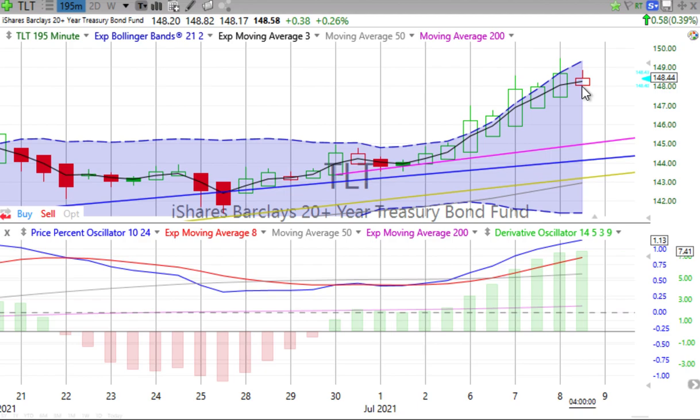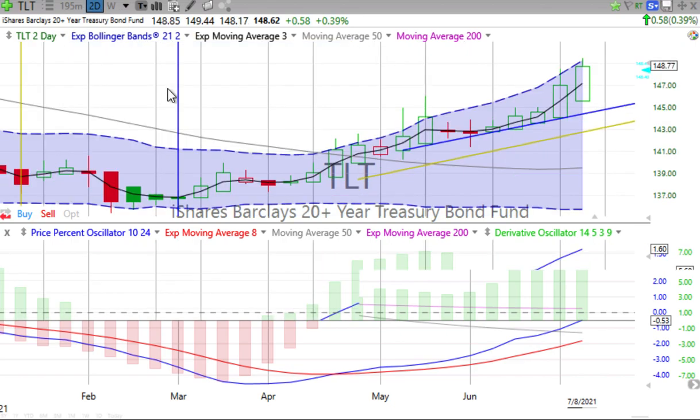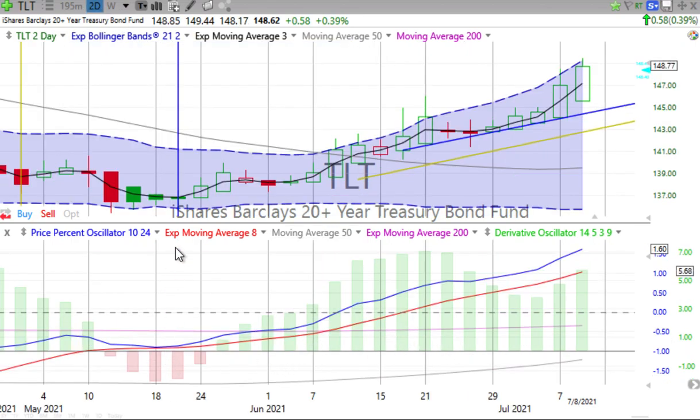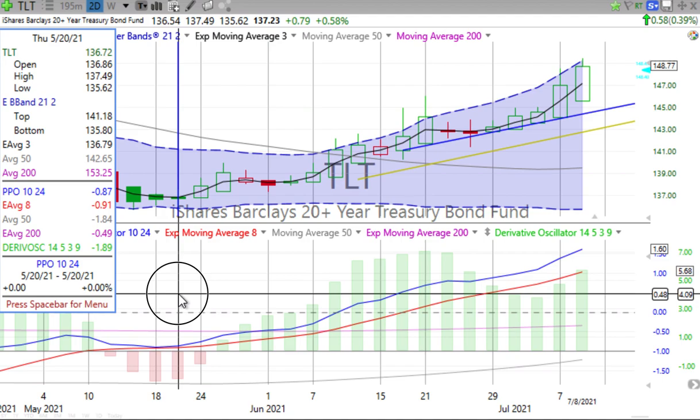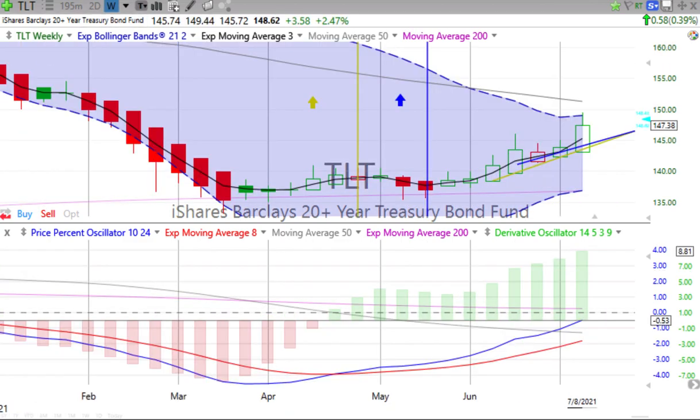It's a slowdown in the up movement. Price percent oscillator still going up along with the derivative oscillator. So bonds are looking good for those of you who jumped into that with that 2-day recross that we had back on the 20th of May. Just again, nice. Okay, that's where we are on those charts.